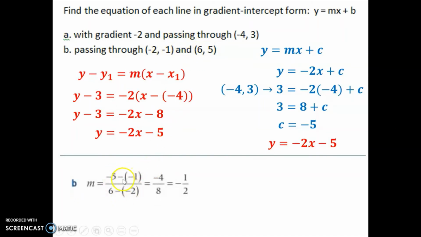So using the slope formula, y2 minus y1 over x2 minus x1, right? We're subtracting the y values, subtracting the x values to find a rise over run. You should get -1/2. So that's the first step always. Now we have the gradient. Now you have a choice, either this form or this form. Pick the method that we used here that you prefer to find the equation of the line.